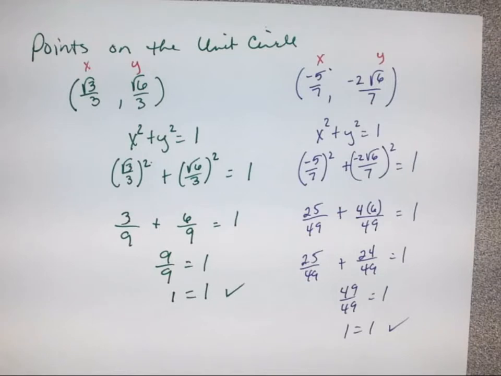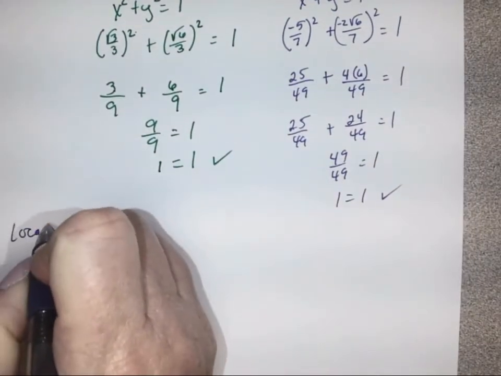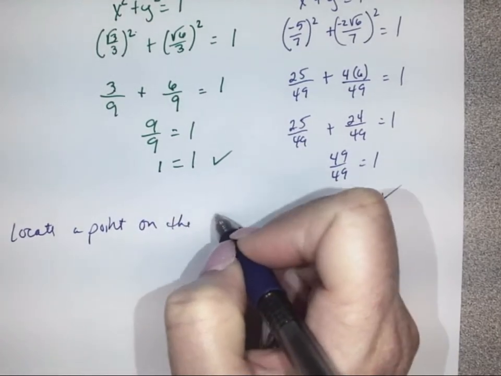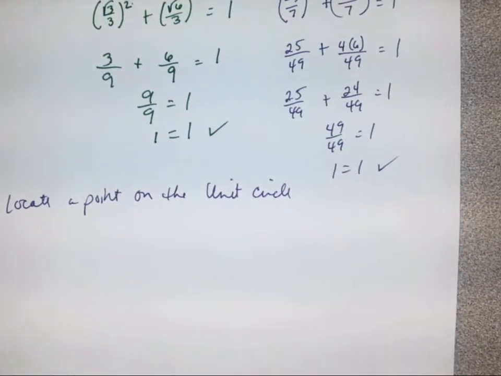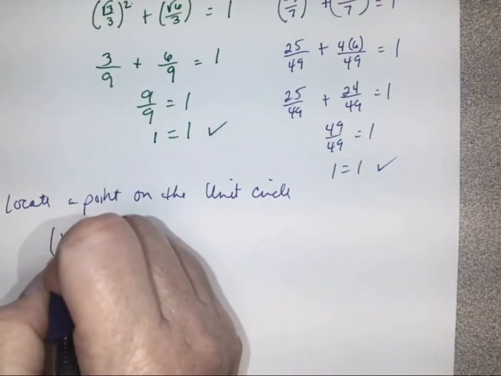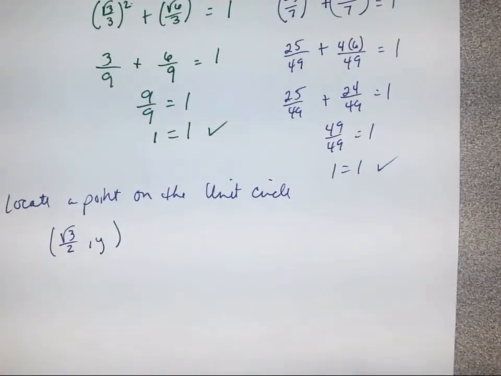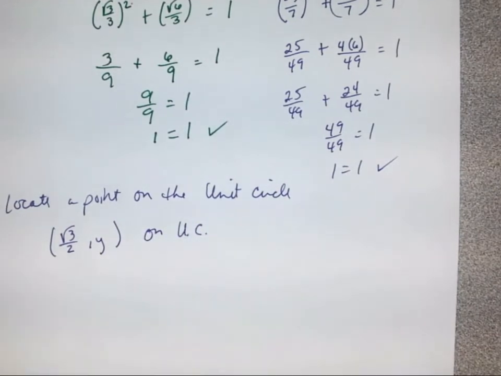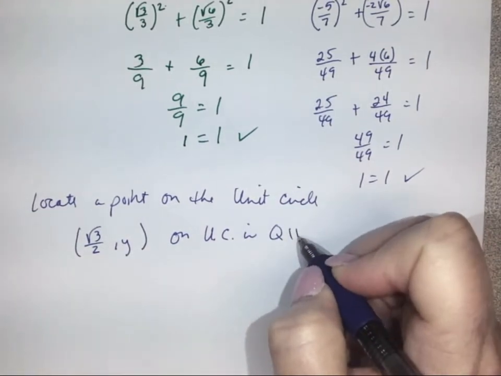So the next thing we're going to look at is locating a point on the unit circle. So we are given the square root of 3 over 2, comma y, and we're told that it's on the unit circle, so I'm going to just put UC, unit circle, and we're told that it is in quadrant 4.